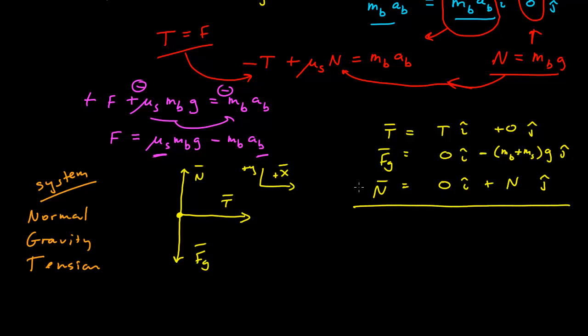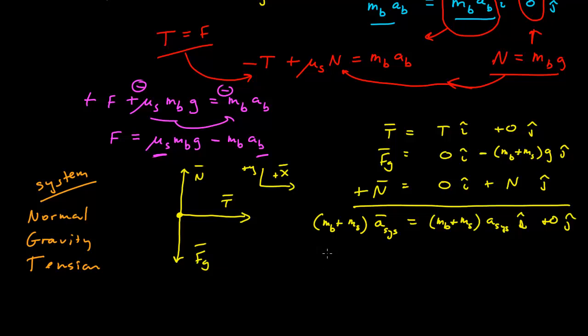If I add those together, the sum of the forces on the total system is the mass of the system, which is the mass of the block plus the mass of the sled, times the acceleration of the system. And that's all entirely in the x direction. So that's the mass of the block plus the mass of the sled, a of the system, i hat, plus 0 j hat.